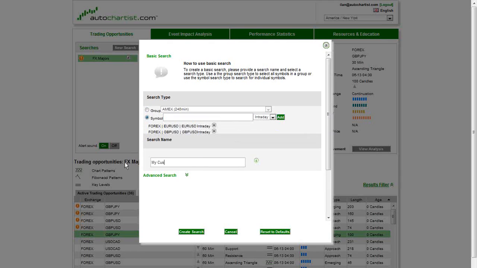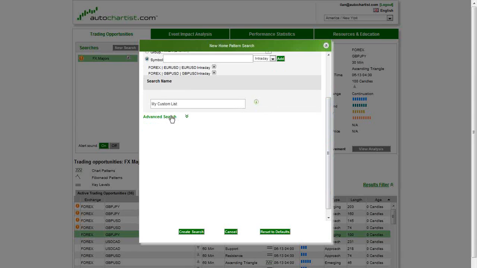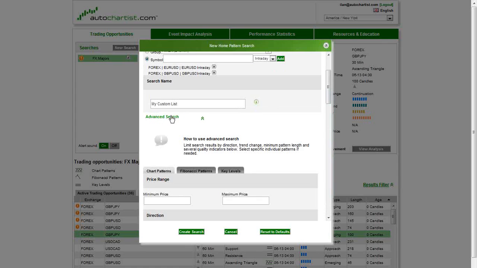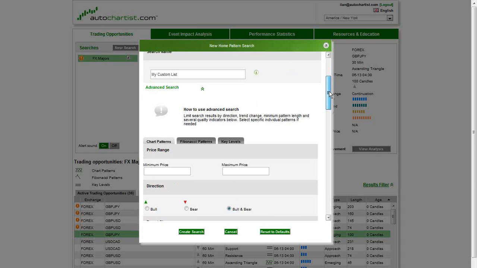And you can name that list My Custom List. Autochartist will allow you to create your own list of instruments that you're interested in. You don't have to use the predefined searches that Autochartist has built in for you. Within your search criteria, you also have the ability to set some very advanced parameters, which for now we're going to leave as default, because this is more an overview rather than getting really in-depth into the application itself.